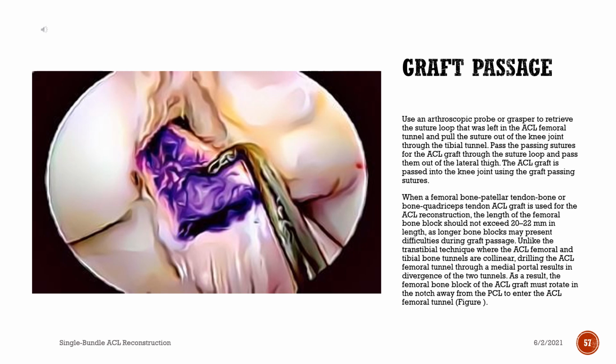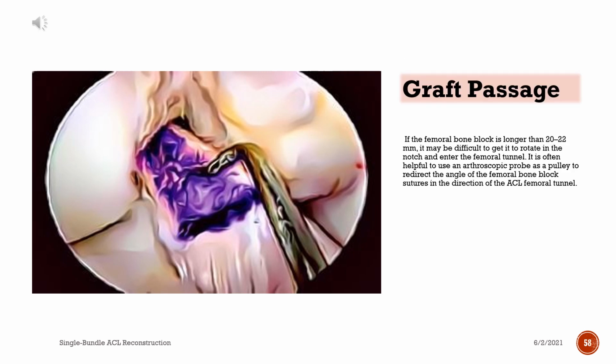Unlike the transtibial technique where the ACL femoral and tibial bone tunnels are collinear, drilling the ACL femoral tunnel through a medial portal results in divergence of the two tunnels. As a result, the femoral bone block of the ACL graft must rotate in the notch away from the PCL to enter the ACL femoral tunnel.